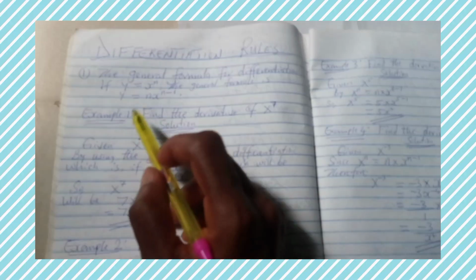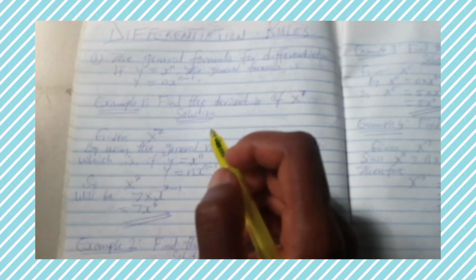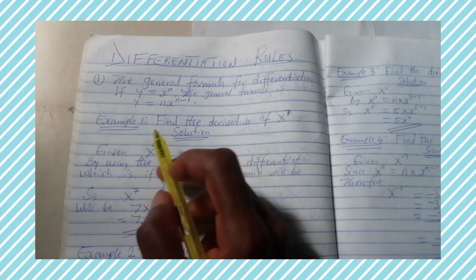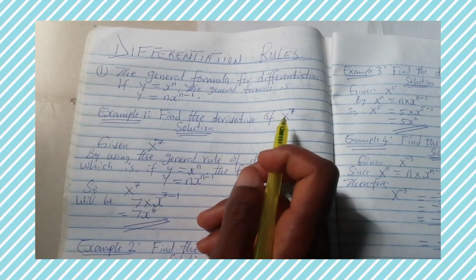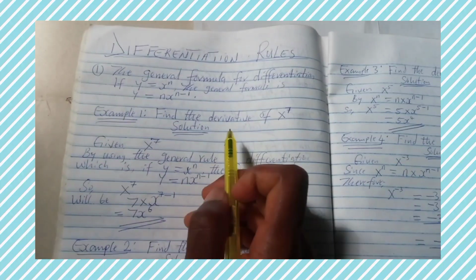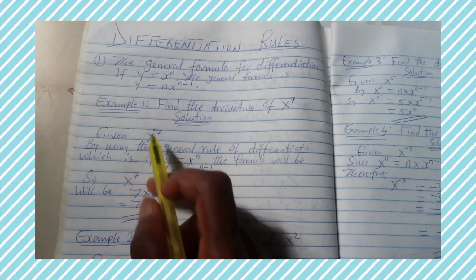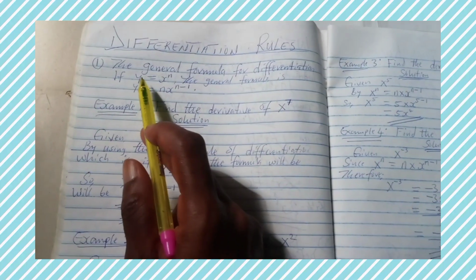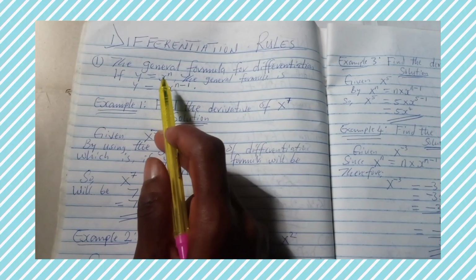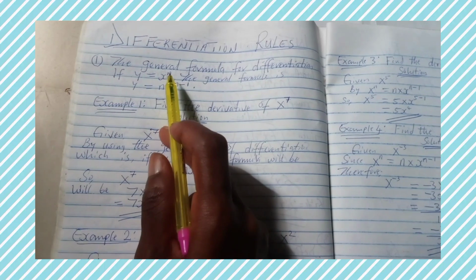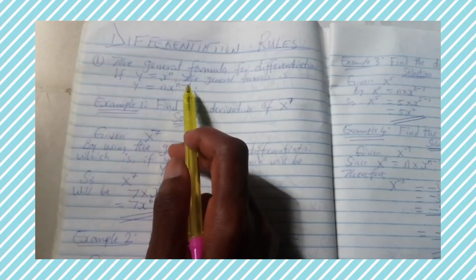Now let's look at some examples on how to solve this kind of problem in differentiation. Let's look at example 1. They say that we should find the derivative of x to the power of 7. For us to find the derivative of x to the power of 7, let's look at its solution. Based on this law that we have here, if you have a function y equals x to the power of n, this n will multiply this function, which is x, then we subtract 1 from the n.